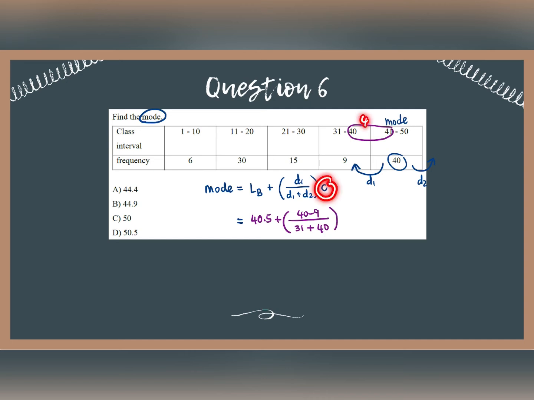So kalau sini lower boundary dia adalah 40.5, automatic sini akan jadi 50.5, and we take the difference between the upper boundary and lower boundary will be 10. Okay, so the class width adalah 10. Okay, and now you can use your calculator lah, and the answer that I get will be 44.86 ataupun 44.9 lah, 44.9, and the answer will be B. Alright, so that will be question number 6. Now moving on to question number 7.